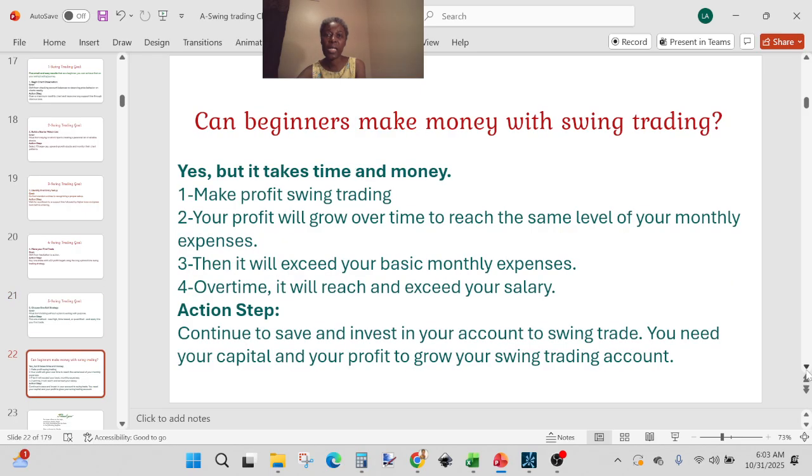And swing trading is one way to save money. Just start small and grow your account from there.